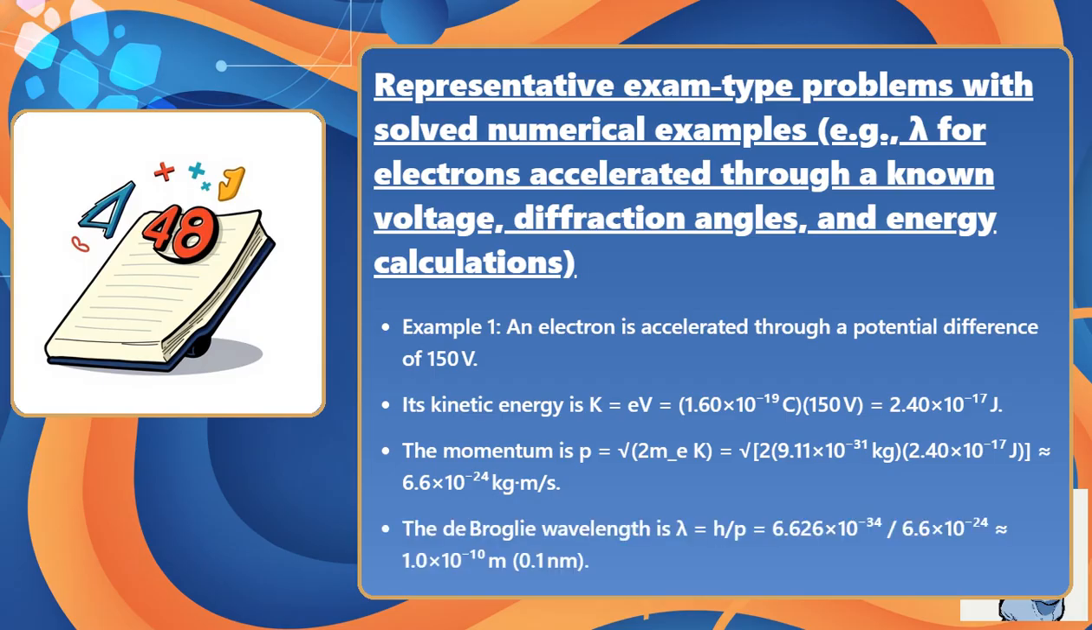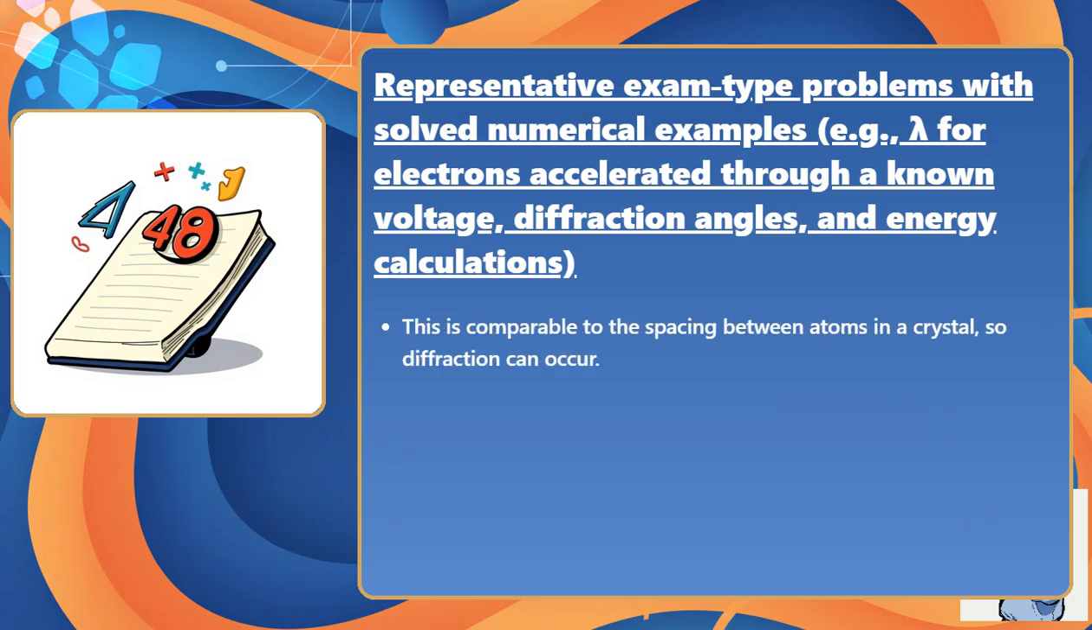The de Broglie wavelength is λ equals h divided by p equals 6.626 times 10^-34 divided by 6.6 times 10^-24, approximately 1.0 times 10^-10 meters, which is 0.1 nanometers. This is comparable to the spacing between atoms in a crystal, so diffraction can occur.